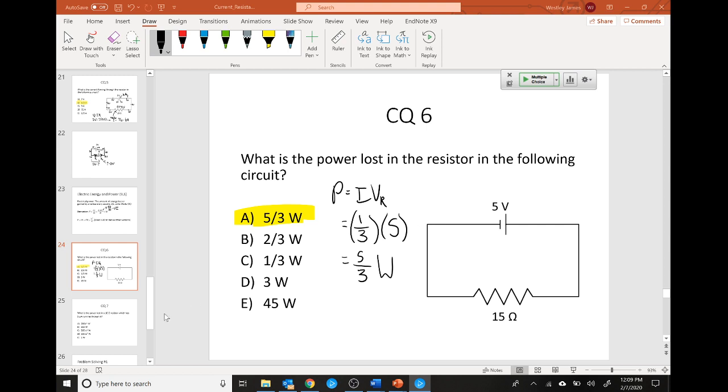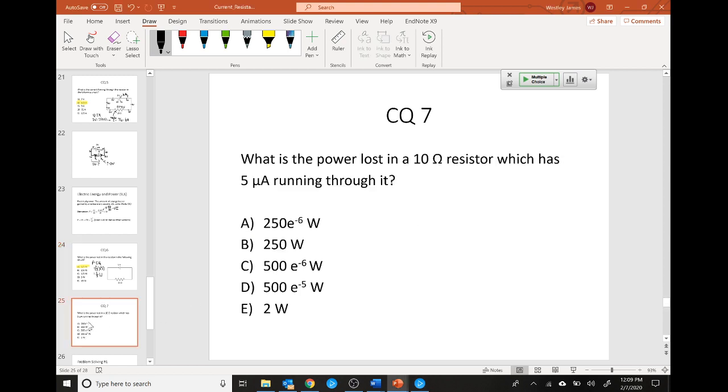All right. There you go. Another version. What is the power loss in a 10 ohm resistor which has 5 microamps running through it?